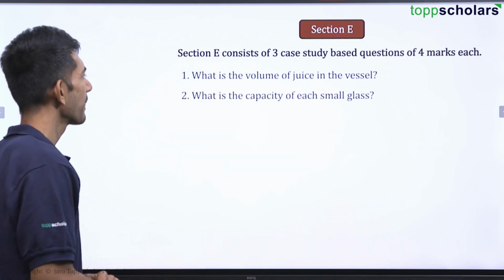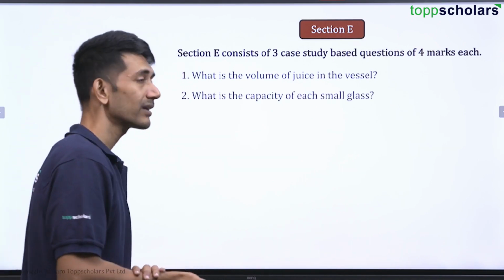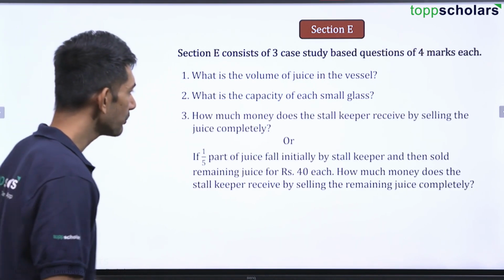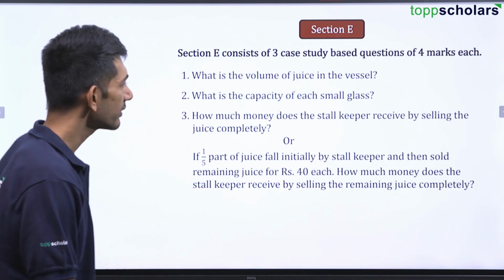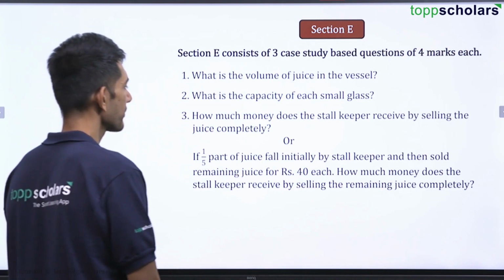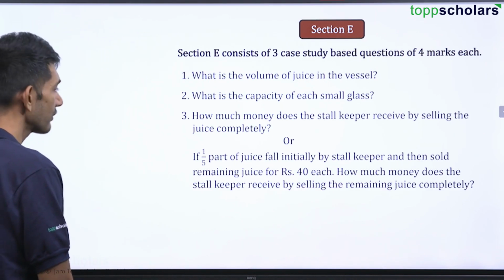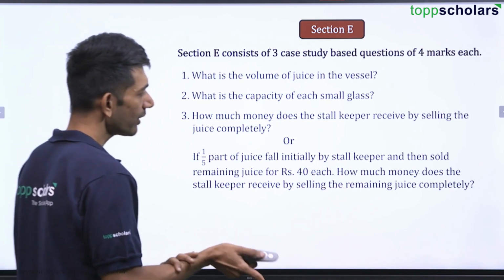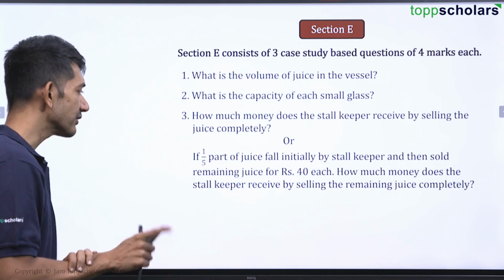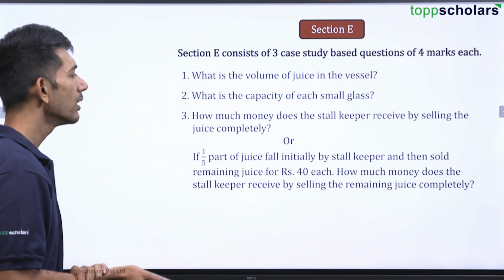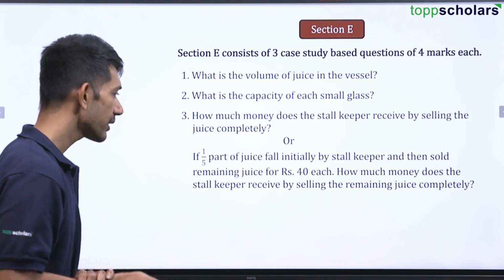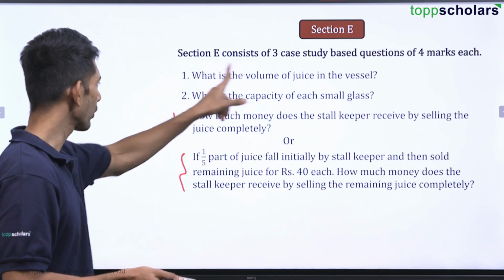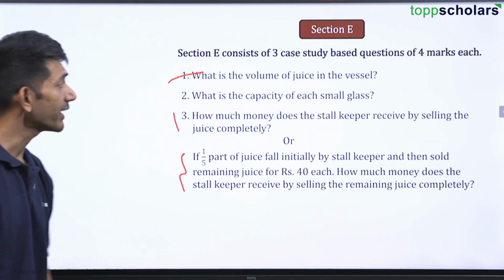That is easy. What is the capacity of each small glass? Right? For that we need the volume also. How much money does the stall keeper receive by selling the juice completely? That is one of the questions. Second is, if 1/5 part of the juice falls initially by the stall keeper and then he sold the remaining juice for rupees 40, how much money does the stall keeper receive by selling the remaining juice completely? Okay, we'll focus on this later. Let's focus on one question at a time, that is to find out the volume of the juice.